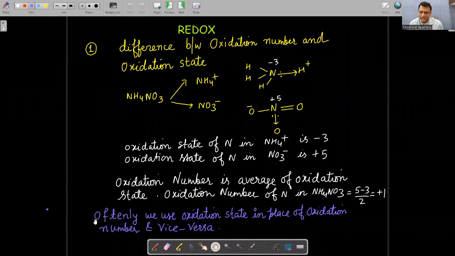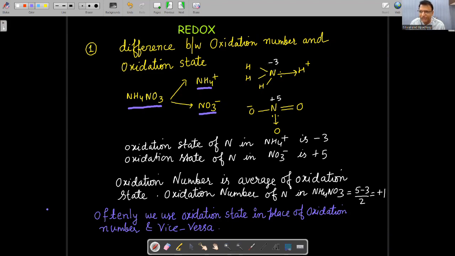So friends, we are starting with difference between oxidation number and oxidation state. So when we are discussing about oxidation number and oxidation state, let us take an example of ammonium nitrate. So it is an ionic compound. The cation is NH4 plus ion and the anion is nitrate ion. In NH4 plus ion, nitrogen is present in -3 oxidation state.